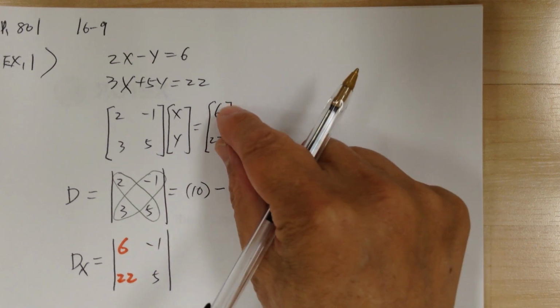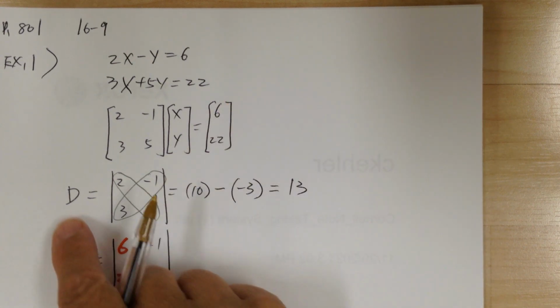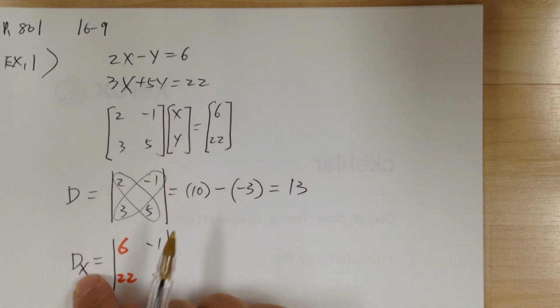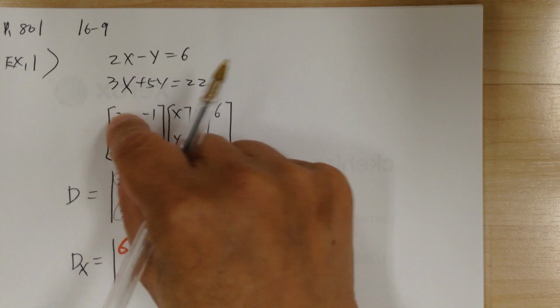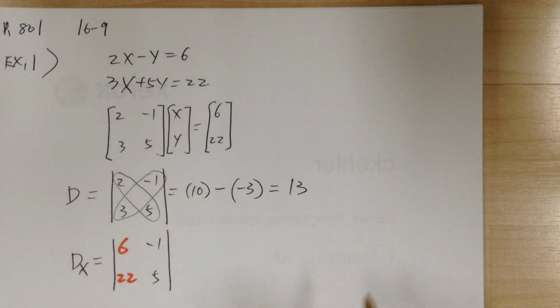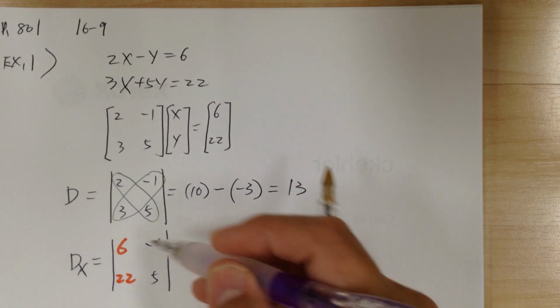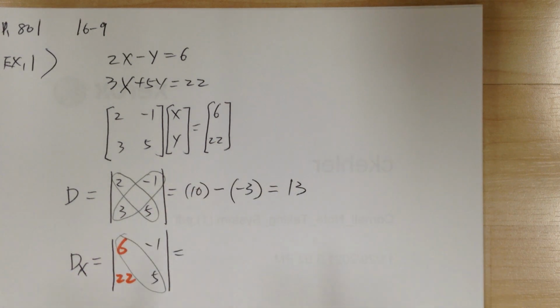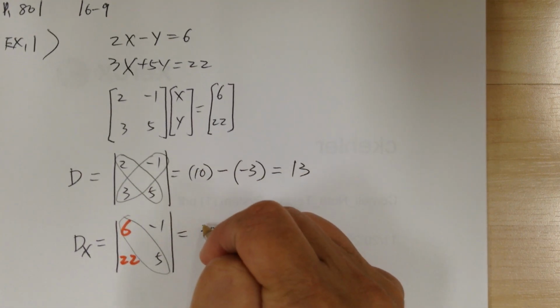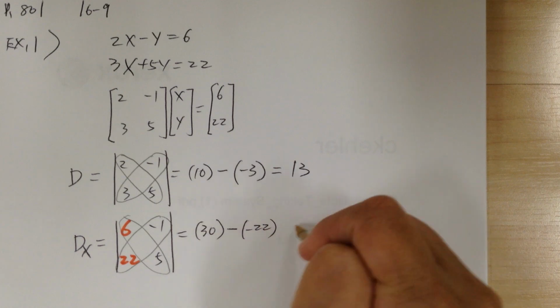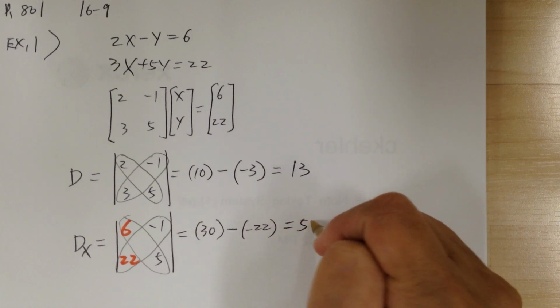Can you see this over here? For the original D, you just use these. For Dx, you have to replace the x column by the answer matrix. And so this will be equal to 30 minus negative 22, and this will equal 52.